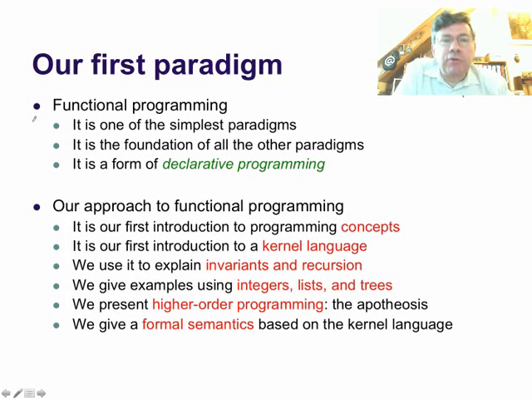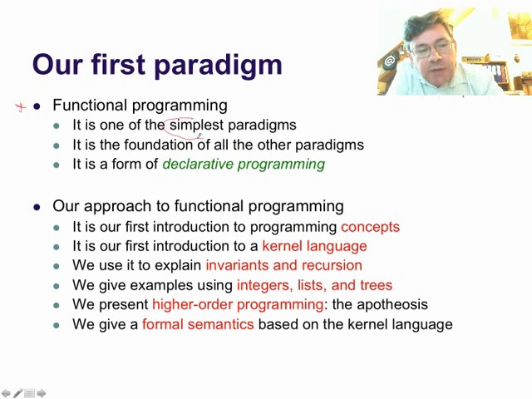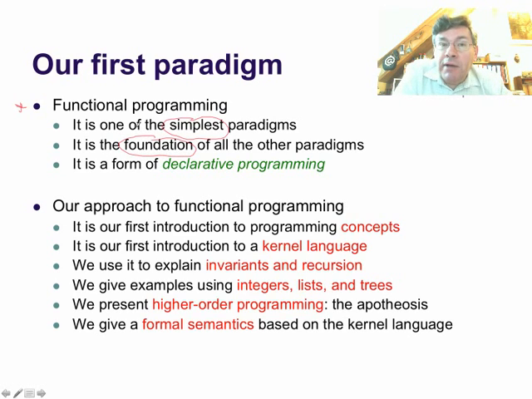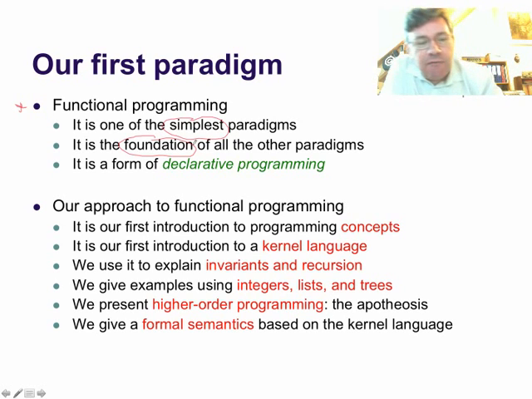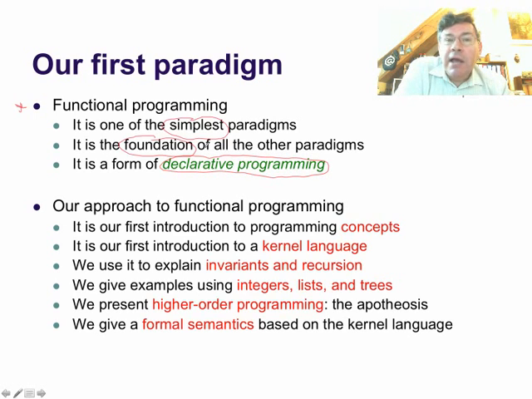The first paradigm we're going to see in this course is called functional programming. Functional programming is important because, first of all, it's one of the simplest paradigms. Second of all, it's the foundation of all the other paradigms. That means the other paradigms are obtained by starting with functional programming and adding concepts one by one. And finally, functional programming is a form of declarative programming, and declarative programming is a very important framing concept for computer science that I'll explain in a few minutes.